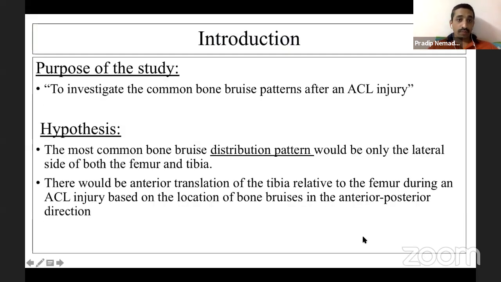The purpose of the study was to investigate the common bruise pattern, and they hypothesized that the most common bone bruise pattern would be lateral, and that the bruise pattern would indicate anterior translation of the tibia with respect to the femur.